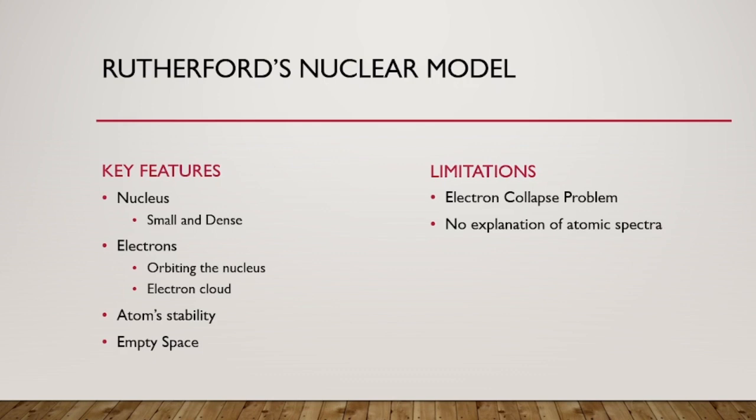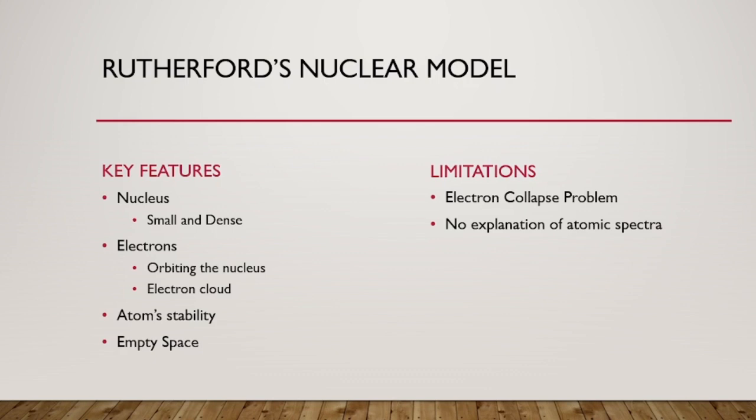And the next one, electrons. The electrons move around the nucleus in a circular orbit, which is almost similar to the planets orbiting around the sun. Therefore Rutherford's nuclear model is also called the planetary model of the atom.